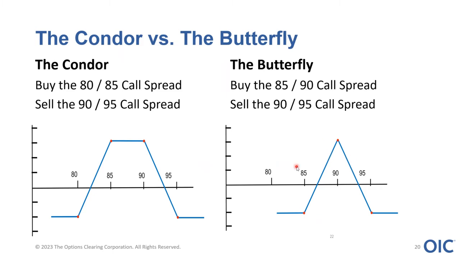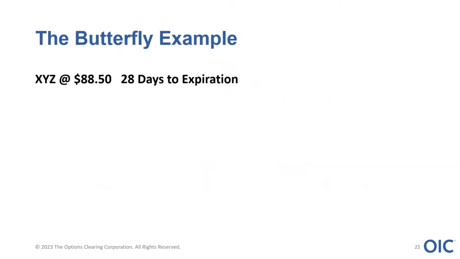Let's look at what this looks like in an example a little bit more closely. Again, we're going to use 88.5 as the stock and 28 days to expiration. I think it makes it a little bit easier just to use that as the basis for all of these. Expected price range, again, 85 to 95. This is generally speaking a range-bound strategy that people employ when they think stocks are range-bound.